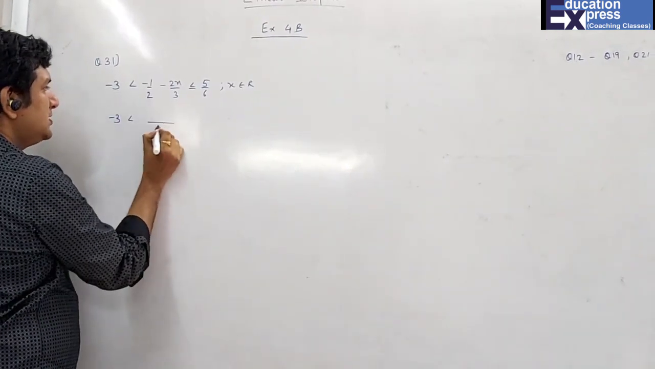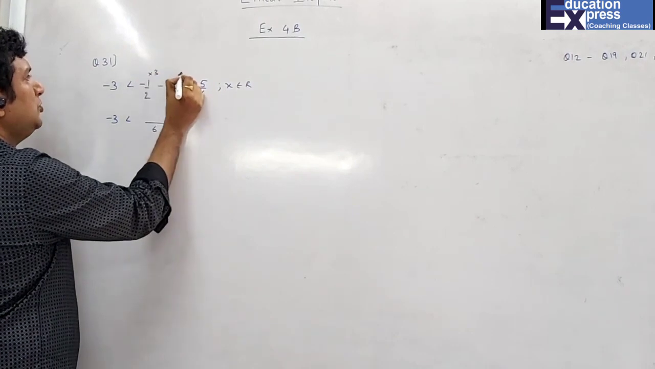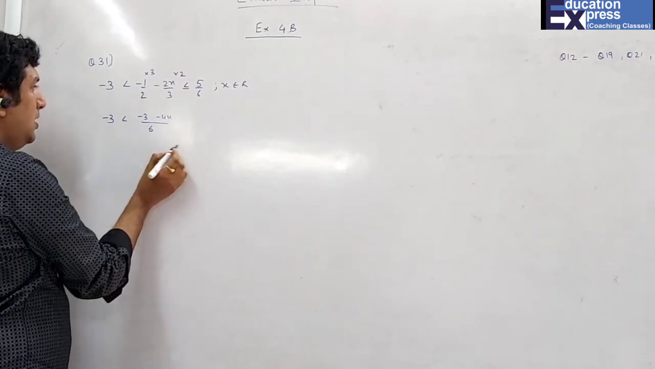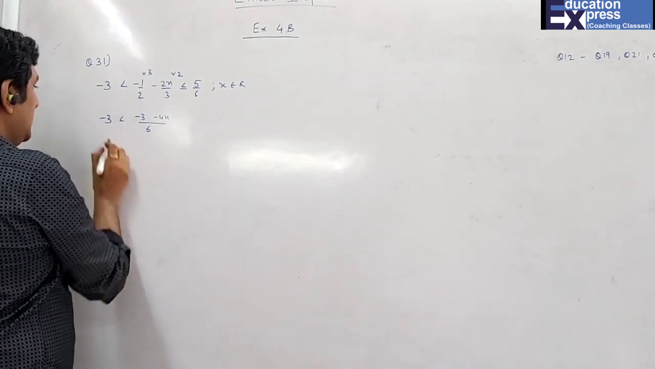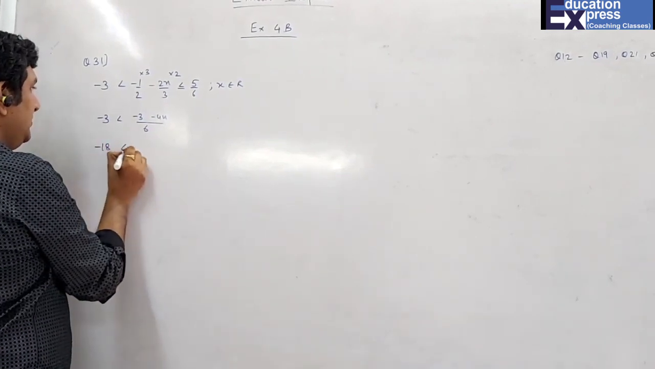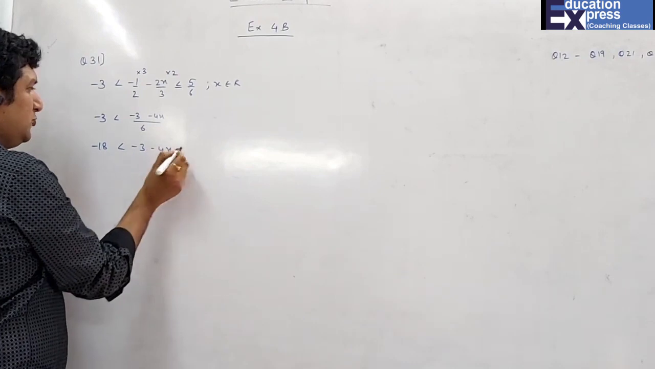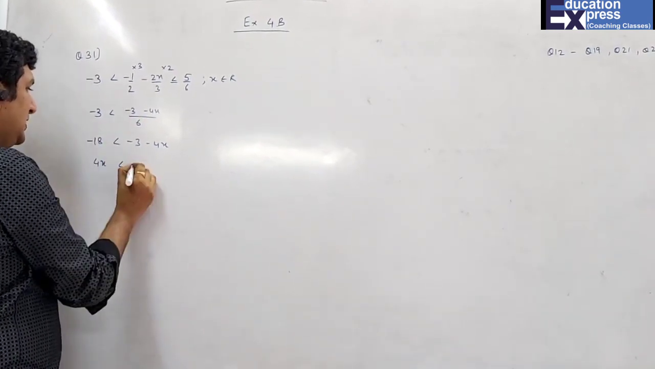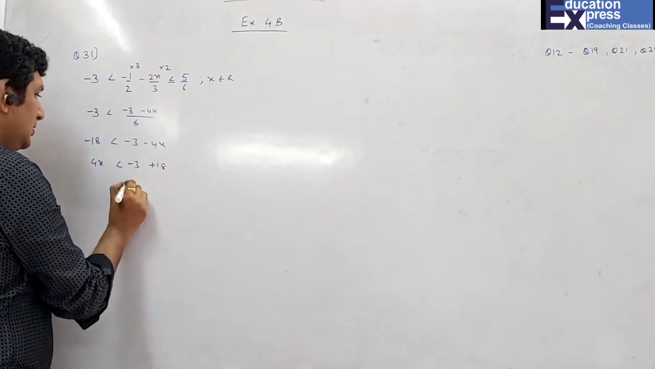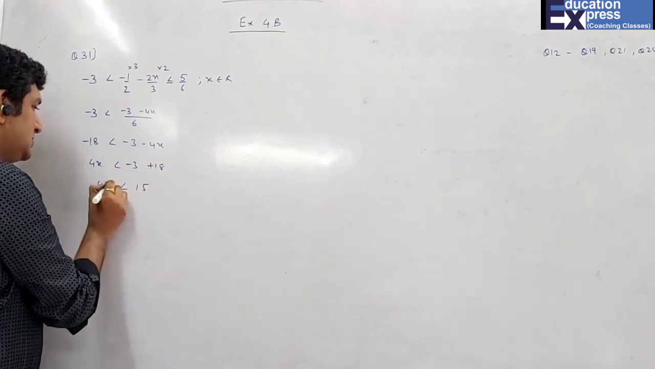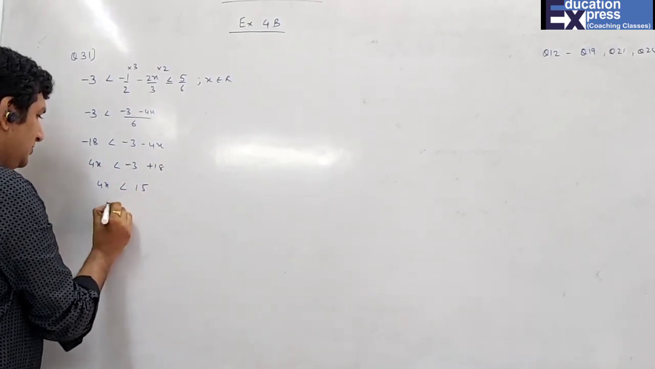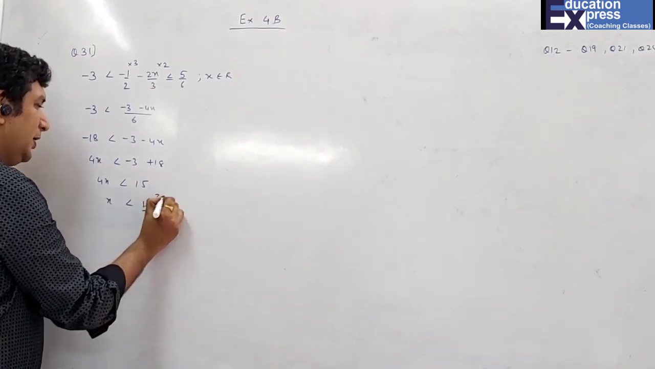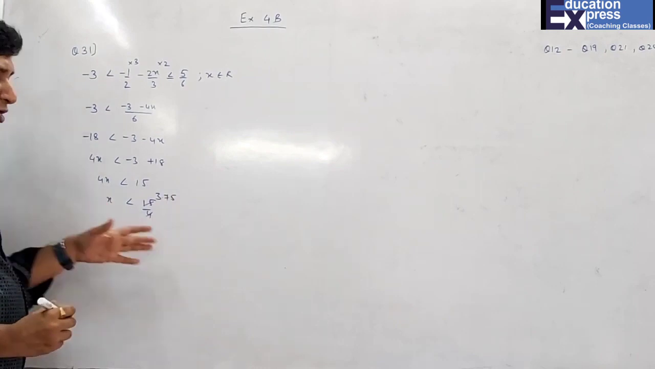Here LCM is 6 into 3 into 2. So minus 3 minus 4x, cross multiply, minus 18 minus 3 minus 4x. X is negative, I have to make it positive. Minus 18 will come here, plus 18. So 4x is less than 15, the x is 15 upon 4, which is 3.75. X is less than 3.75.